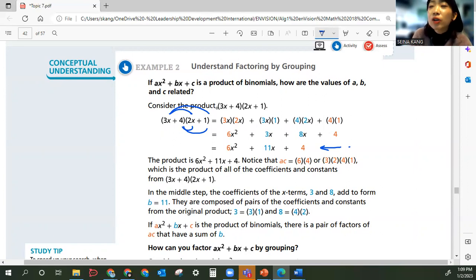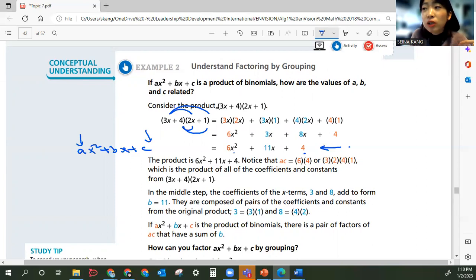How are they related? You could see that ac. In the form ax² plus bx plus c, a is the coefficient in front of x², the first term. b is the coefficient in front of x, the second term. And c is the numerical term. So a times c, 6 times 4, is 24, which is the product of all the coefficients and constants from your factored form.